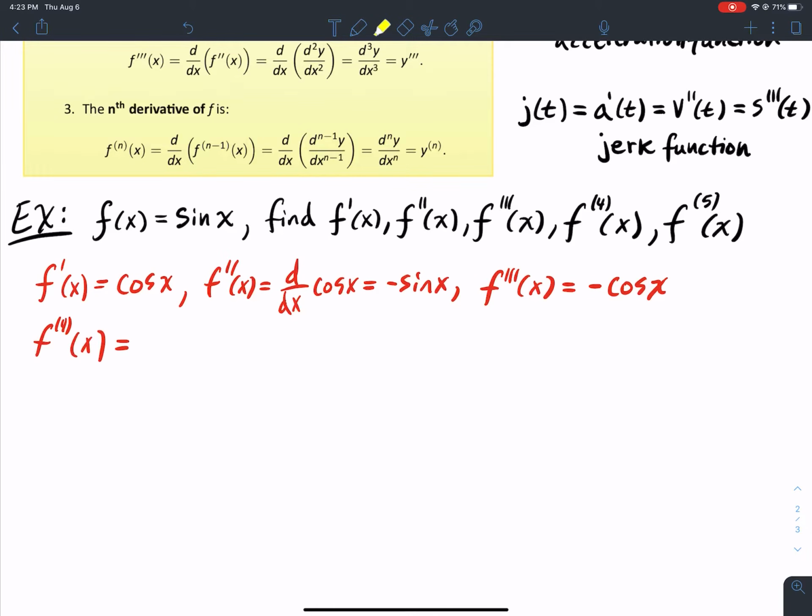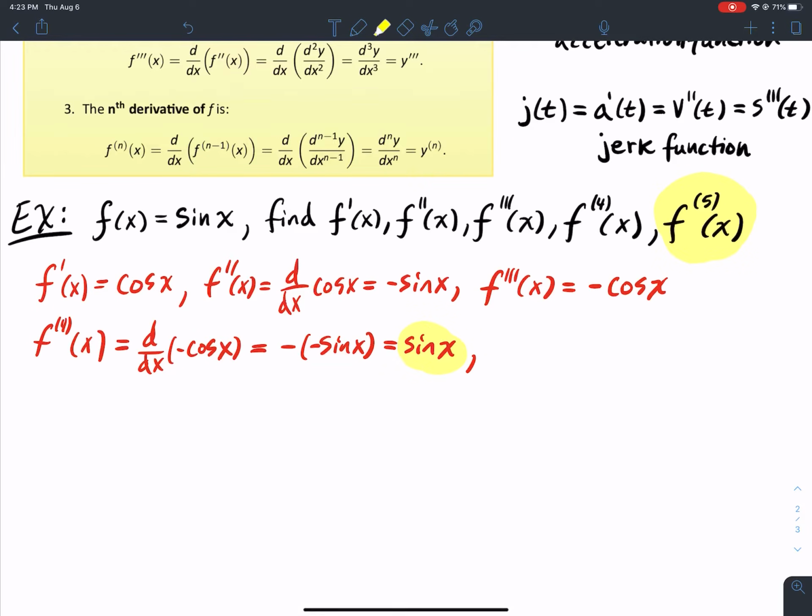Now, the fourth derivative is the derivative of the third derivative, okay? So the derivative of negative cosine, I can pull the negative out front. So the negative comes out front, and then I take the derivative of cosine. Derivative of cosine, I think, is negative sine. So that's equal to negative sine. So negative and negative make a positive sine, okay? So that's the fourth derivative.